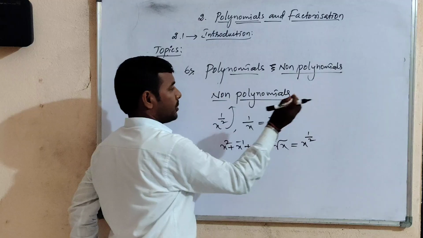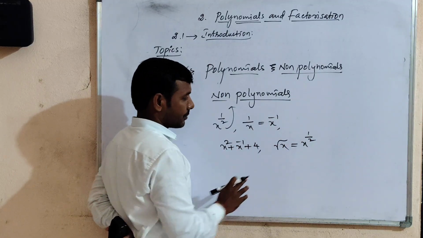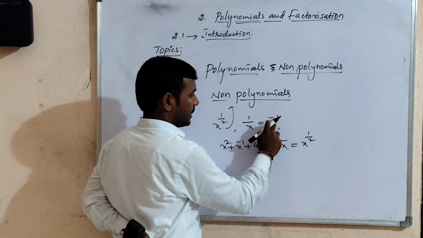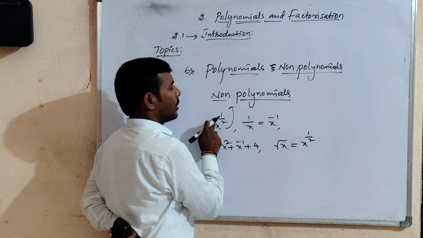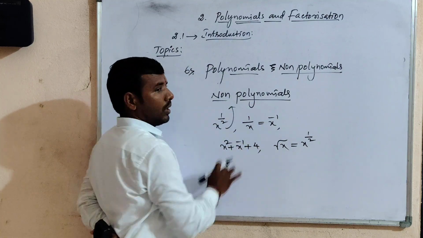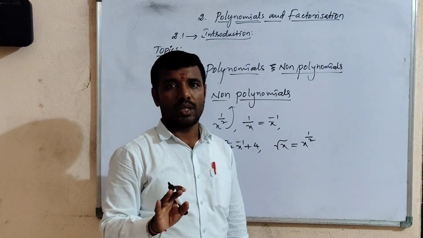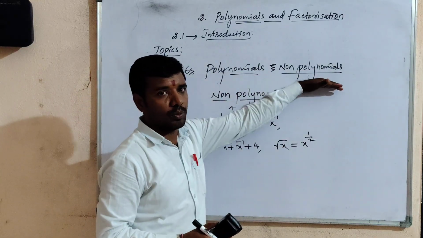Why are these non-polynomial? Simple reason: the powers are not whole numbers. This is not a whole number, this is not a whole number, this is not a whole number. So that reason, these are the best examples of non-polynomials. I think you got a clear idea about what is a polynomial and what is a non-polynomial.